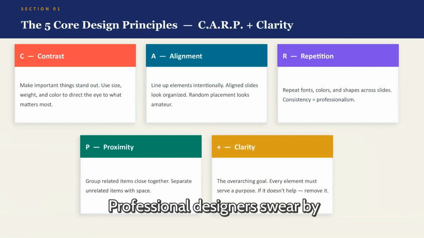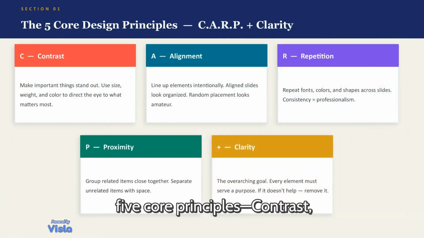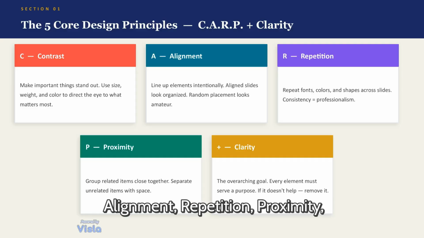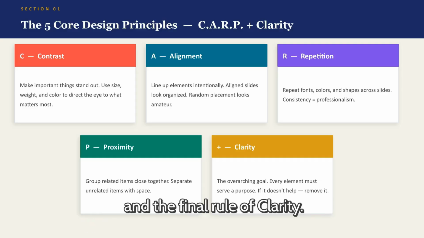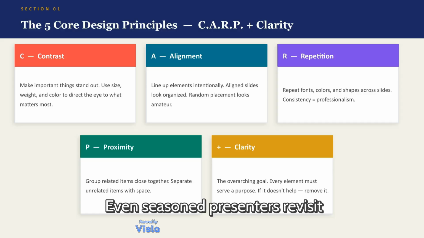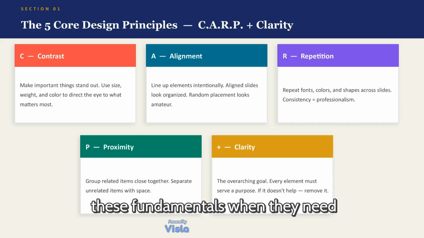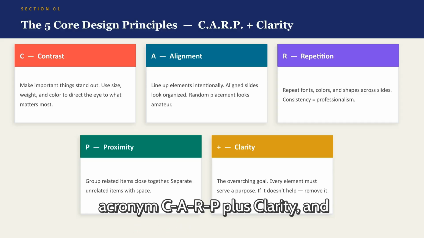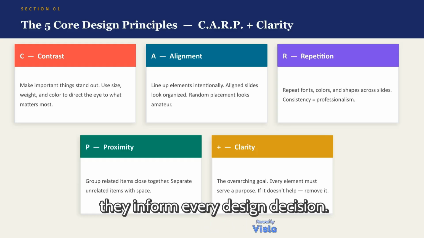Professional designers swear by 5 core principles: contrast, alignment, repetition, proximity, and the final rule of clarity. Even seasoned presenters revisit these fundamentals when they need a refresher. They form the acronym CARP plus clarity, and they inform every design decision.